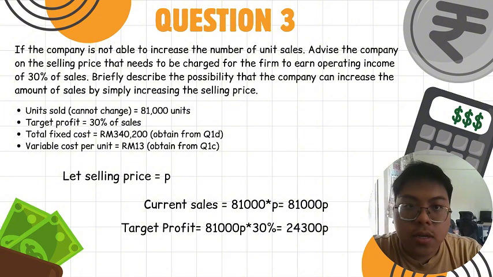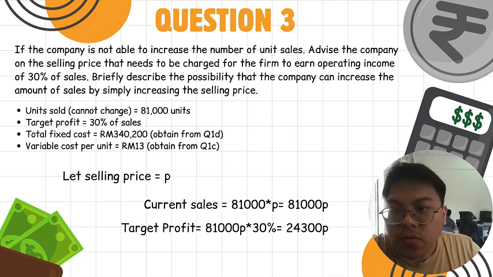Next, question 3. Question 3 asks us, if the company is not able to increase the number of unit sales, to advise the company on the selling price that needs to be charged for the firm to earn operating income of 30% of sales. Briefly describe the possibility that the company can increase the amount of sales by simply increasing the selling price. From the question we know the unit sales that cannot change is 81,000 units and the target profit is 30% of the sales.